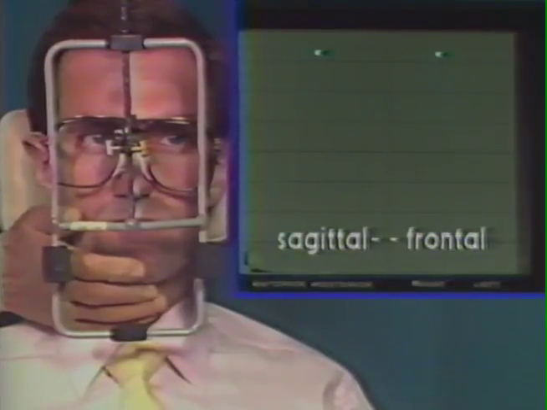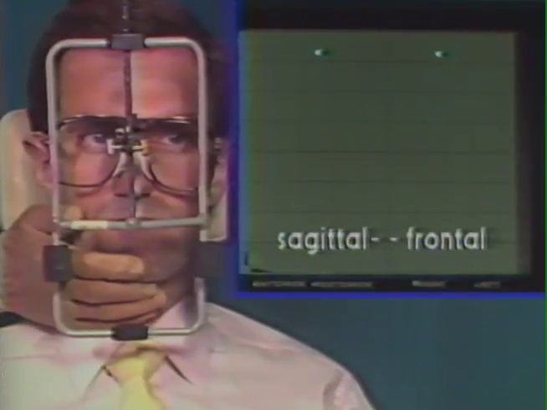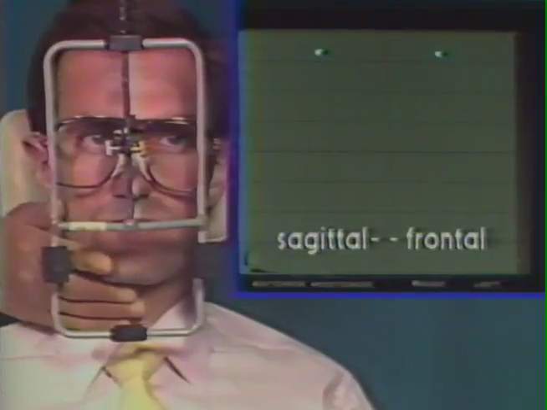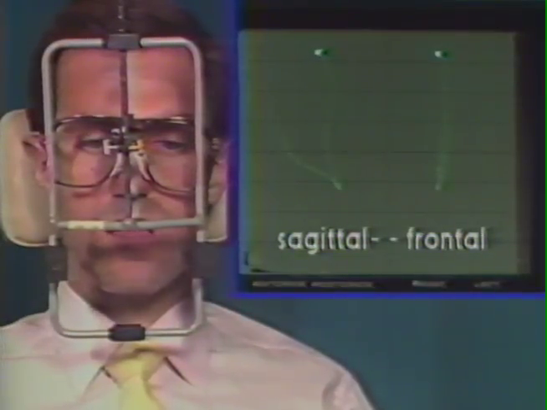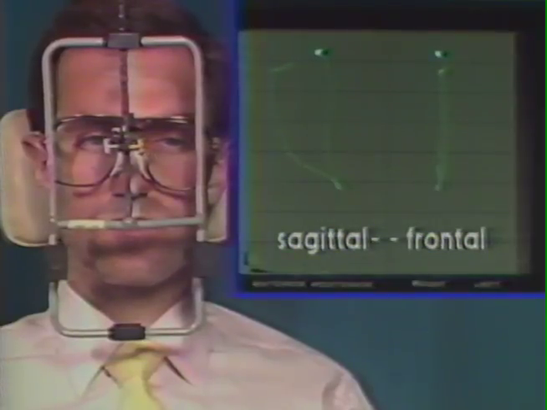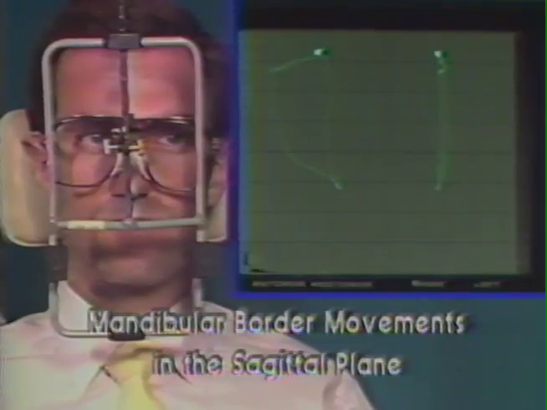The subject closes into centric occlusion and is guided to centric relation. The mandible is opened along a hinge axis of opening. Upon opening, the subject protrudes the mandible and closes to tooth contact. With the teeth contacting, the mandible retrudes to centric occlusion. Observe that the subject has traced the border envelope of motion in a sagittal plane.